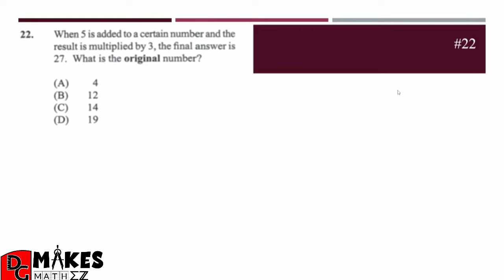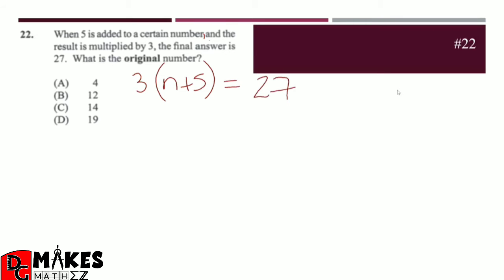When 5 is added to a certain number, see there, n, me add 5 to it. When 5 is added to a certain number, you pause. And then you say, all right, the result is multiplied by 3. Whatever n plus 5 is, we know it's multiplied by 3. You can put it at the back if you want. You can also put it here. All right. When 5 is added to a certain number and the result is multiplied by 3, the final answer is 27. It's not so hard after all.